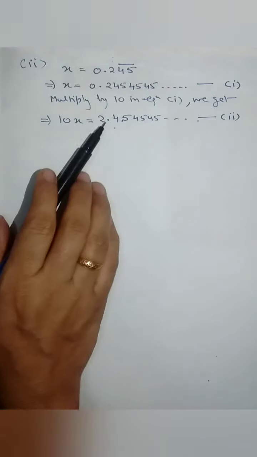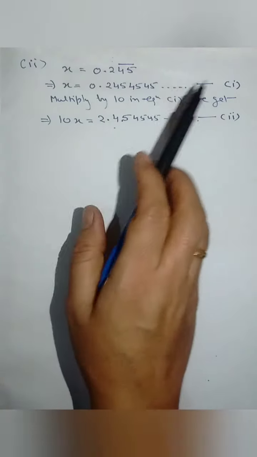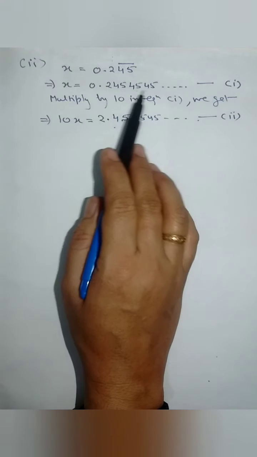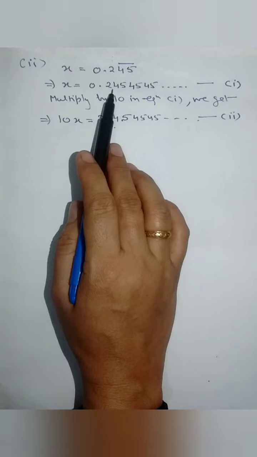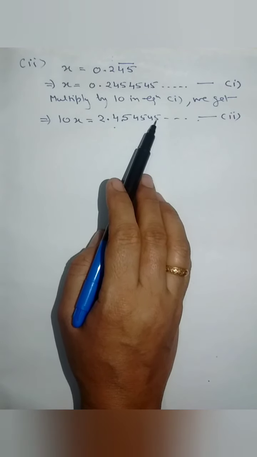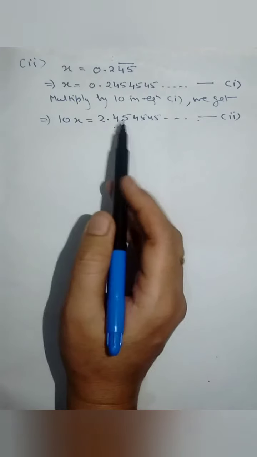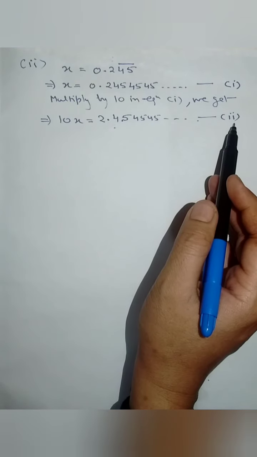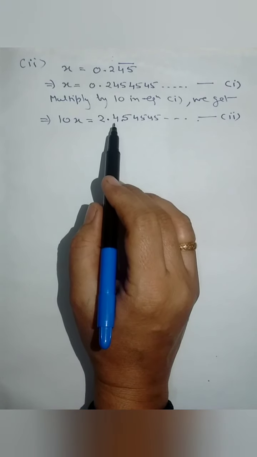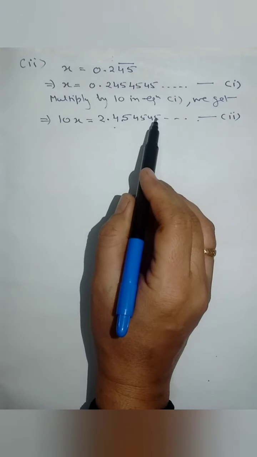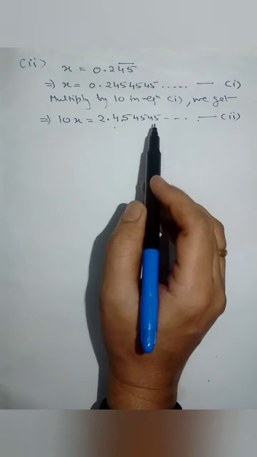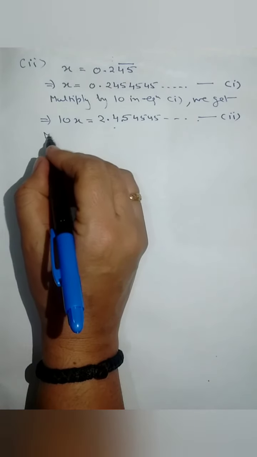Now if we observe both the equations, we can see here that after the decimal all the digits are not the same. Here we can see 0.245, here 0.4545. So once more we will multiply equation 2 by 100, so that on the right side of the decimal we get the same number of digits in a sequence. See how?